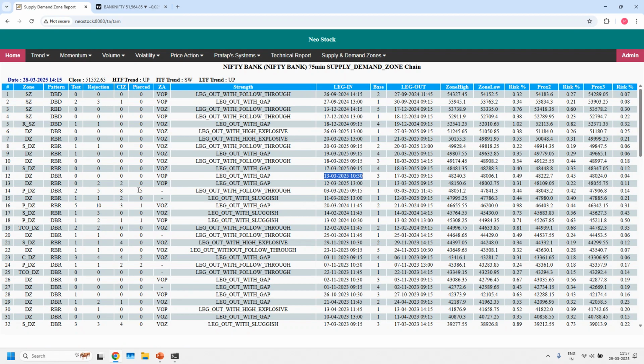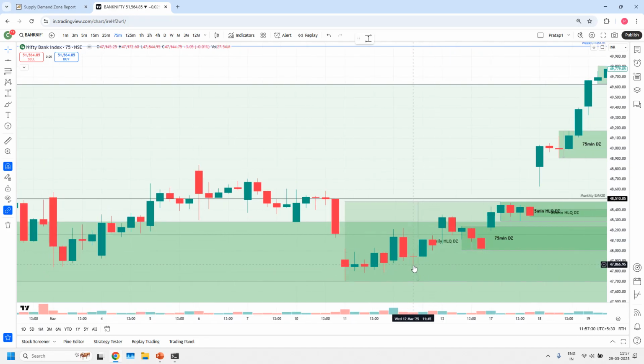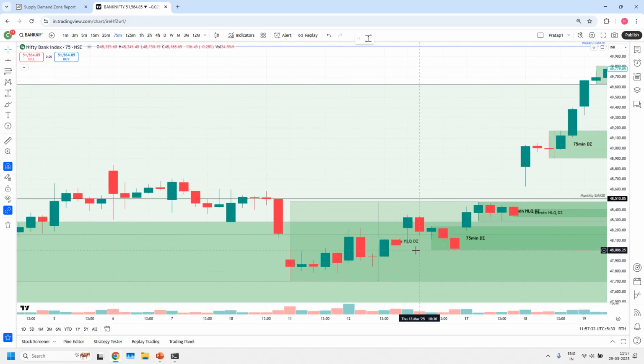And any more zones? There is one more below, 12-3, 13 hours, 1 base candle. This is the one? No. This is the one, LOTL. Both are again LOTL zones. Exactly. See the low of this candle, 48,002 to 75. This low, 48,006. That means this should have been PRs, right?